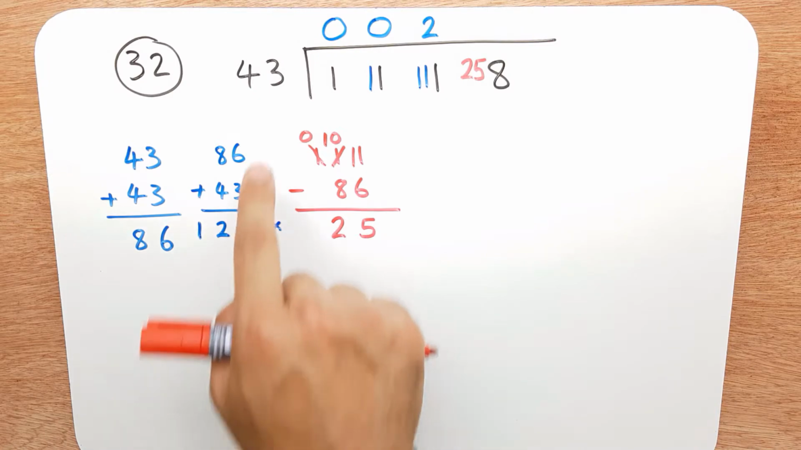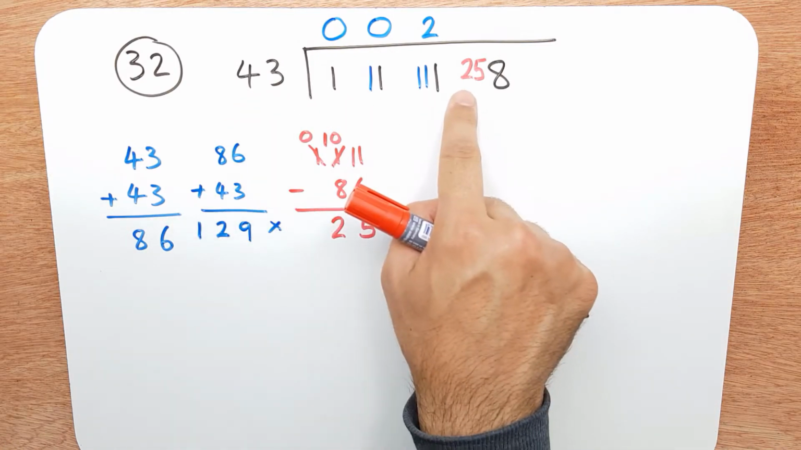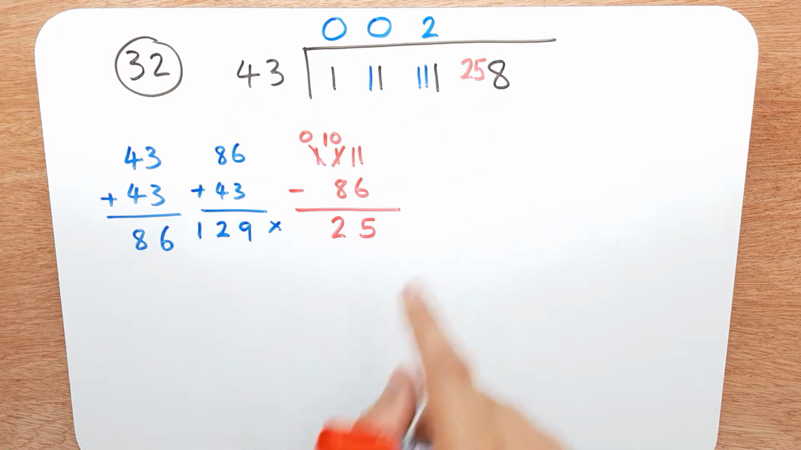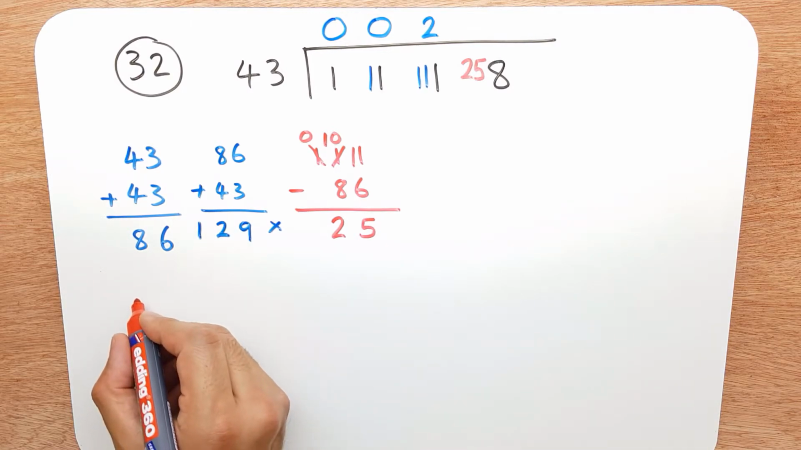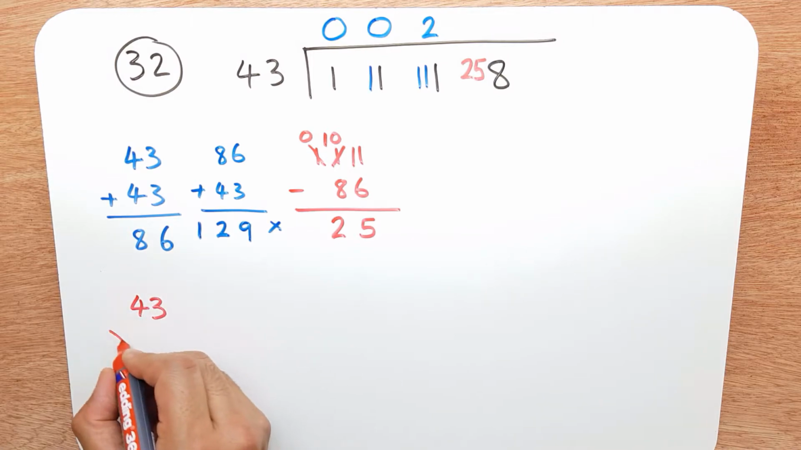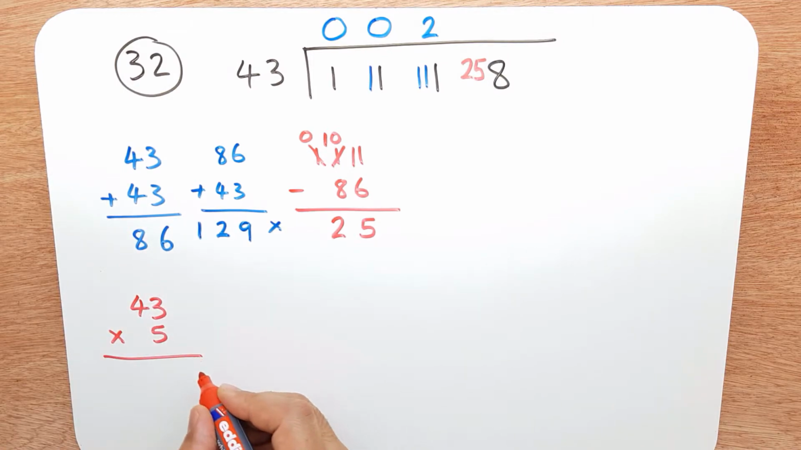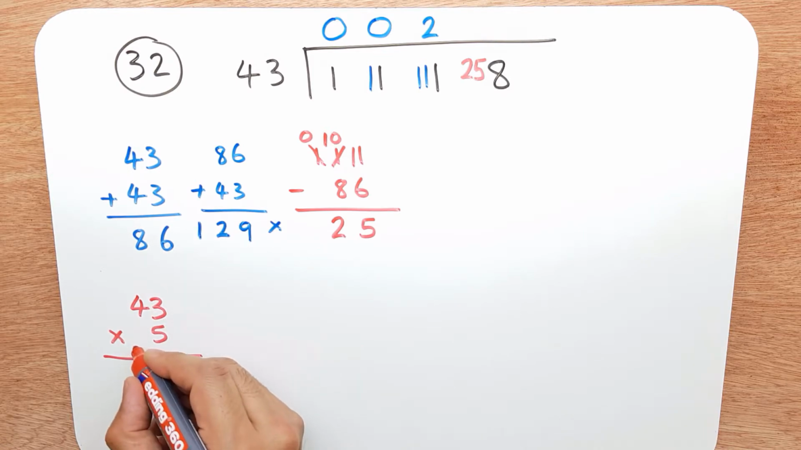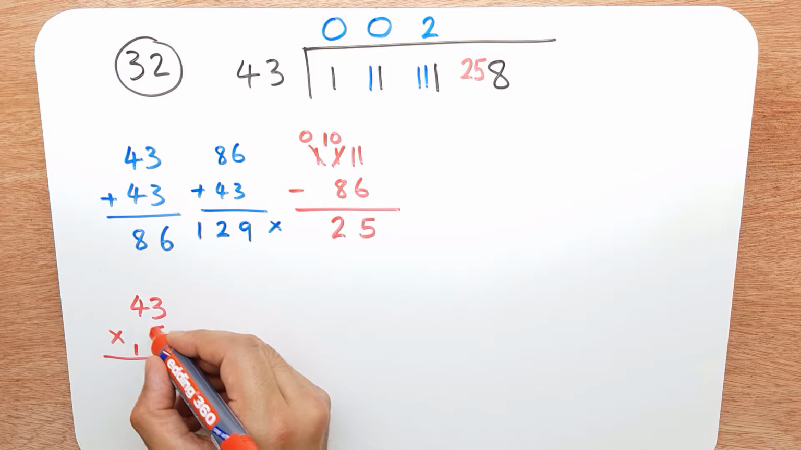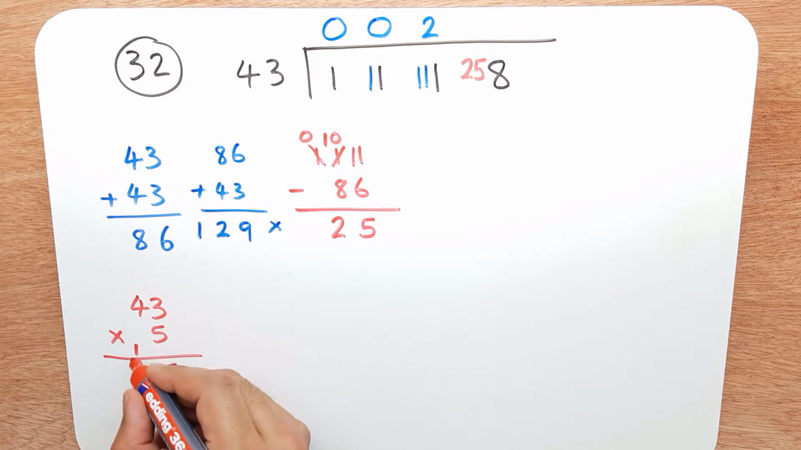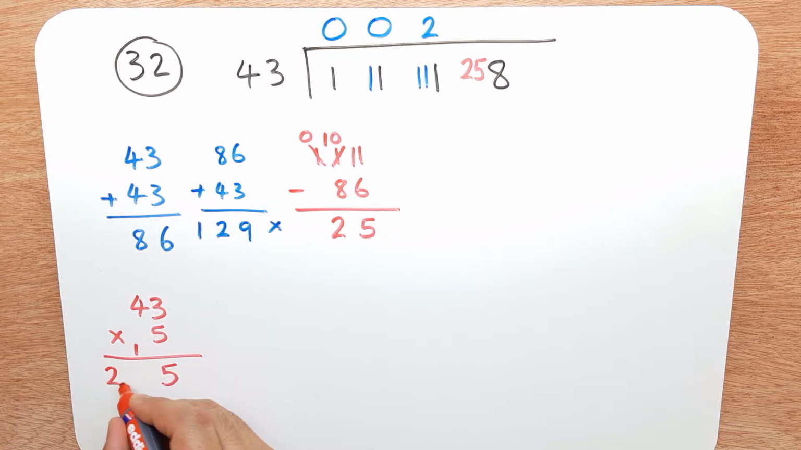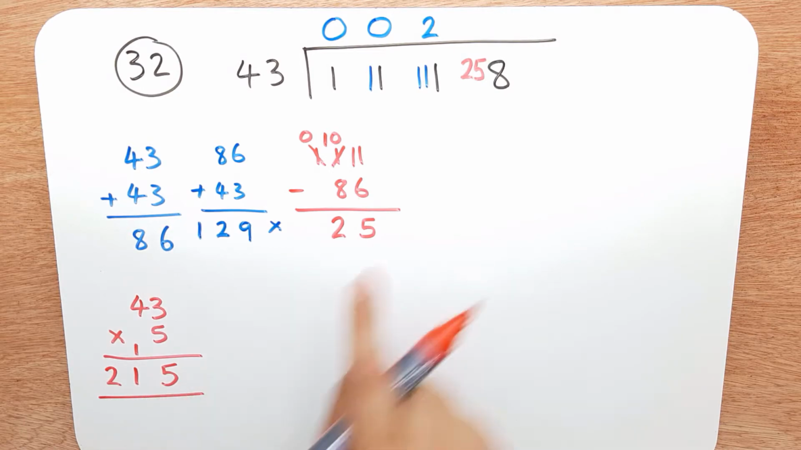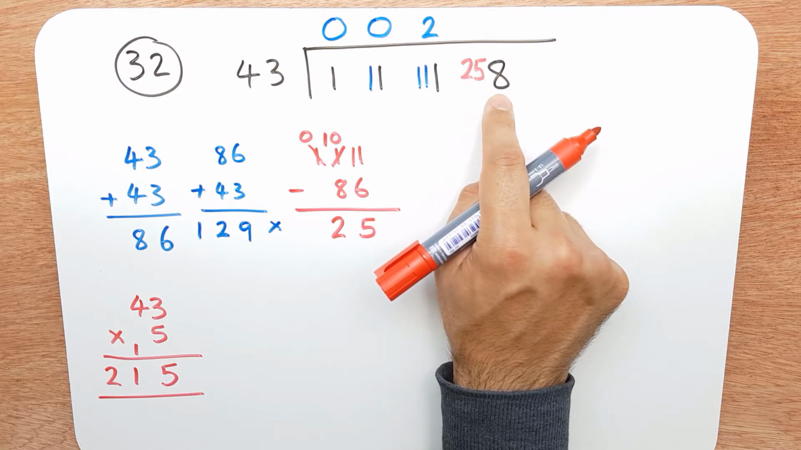Now the next question is, how many 43s are there in 258? As before, let's try 43 times 5. So 5 times 3 is 15. Put the 5 down, carry the 1 over. 5 times 4 is 20, plus the 1 is 21. So that's 215. But we have 258.